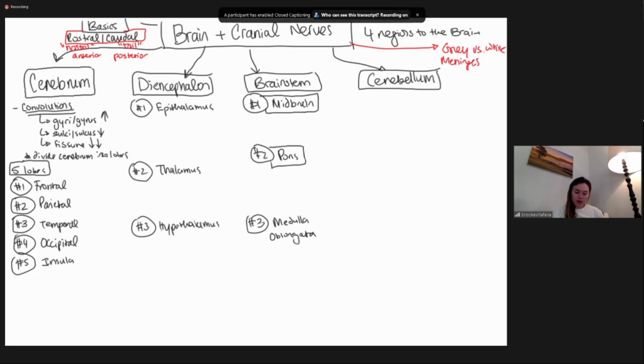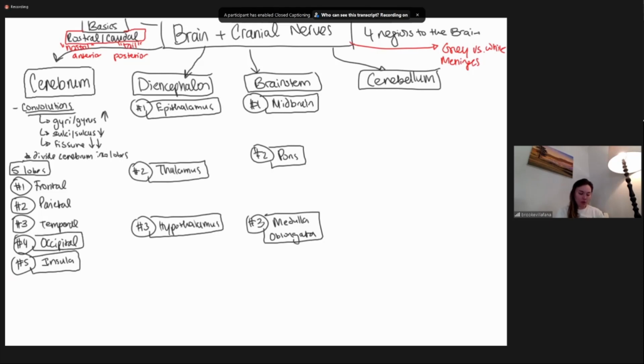The diencephalon and the brainstem both have 3 parts. The cerebrum has 5 parts, called lobes. The brain itself has 4 regions: cerebrum, diencephalon, brainstem, cerebellum. Cerebrum has 5 lobes, diencephalon has 3 parts, brainstem has 3 parts, and cerebellum does not have parts. We just talk about the cerebellum function as a whole. Okay, so we'll come back and fill that in.